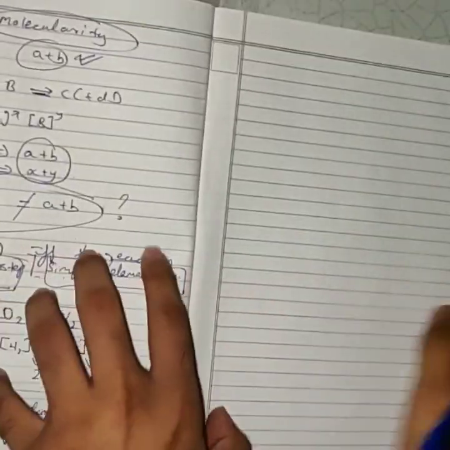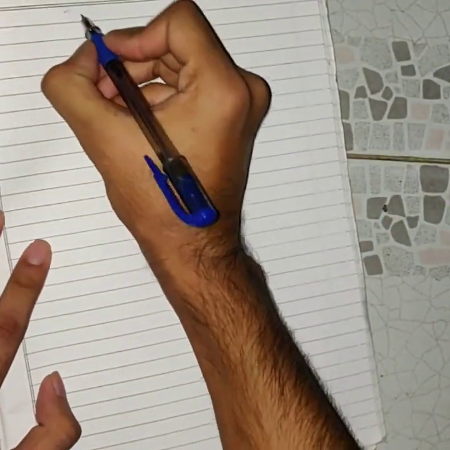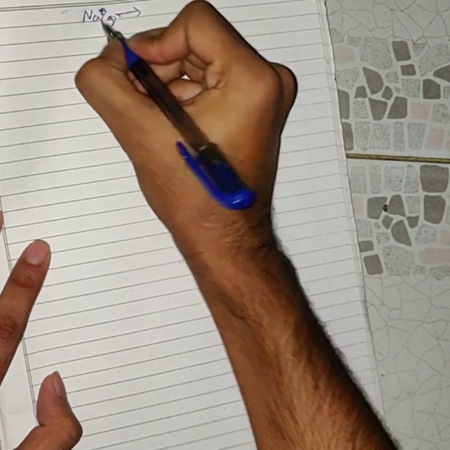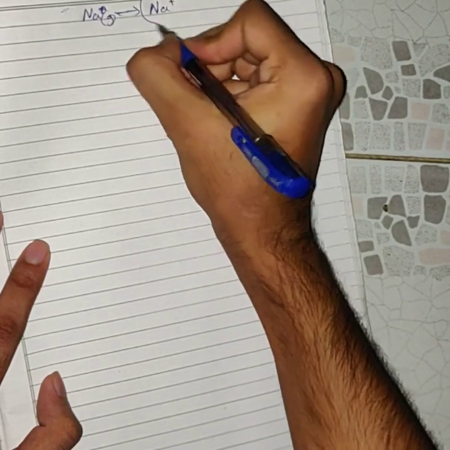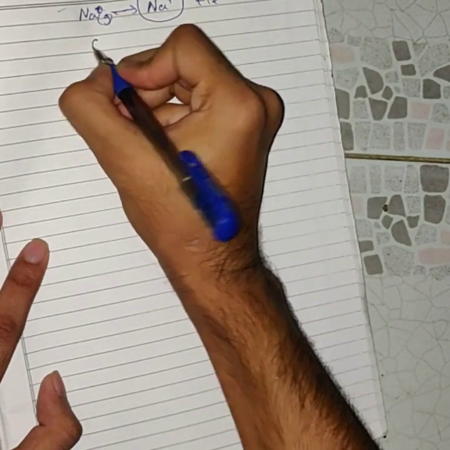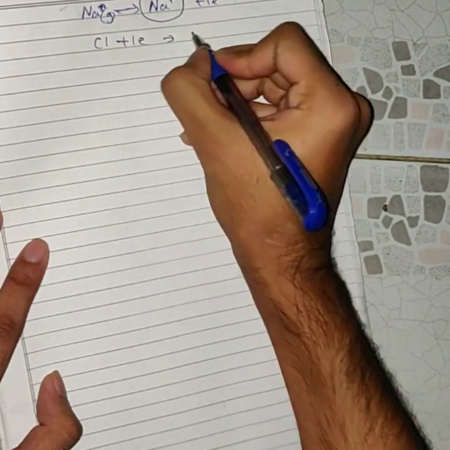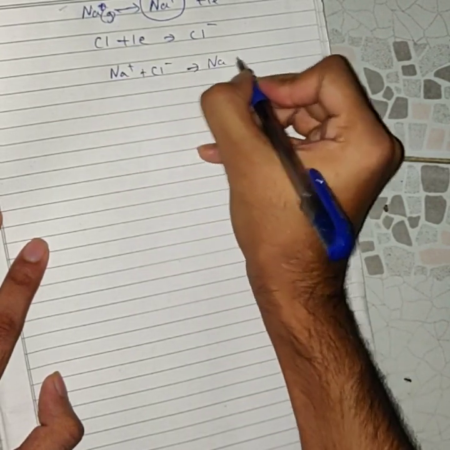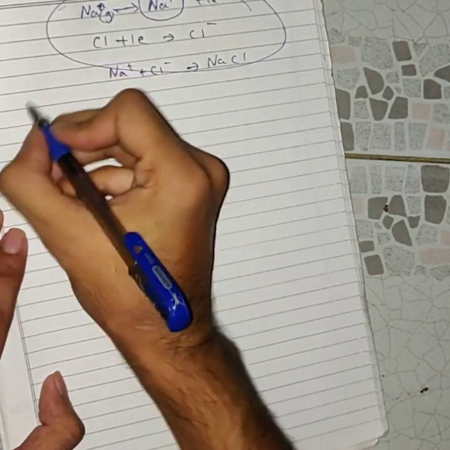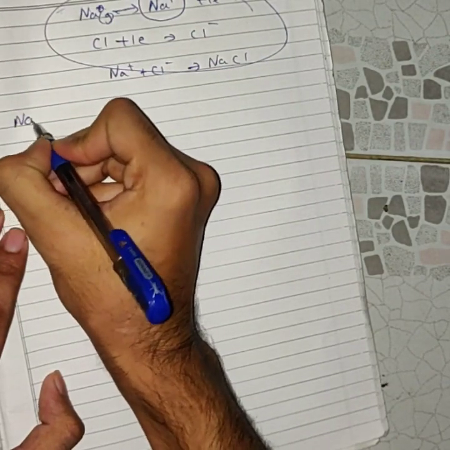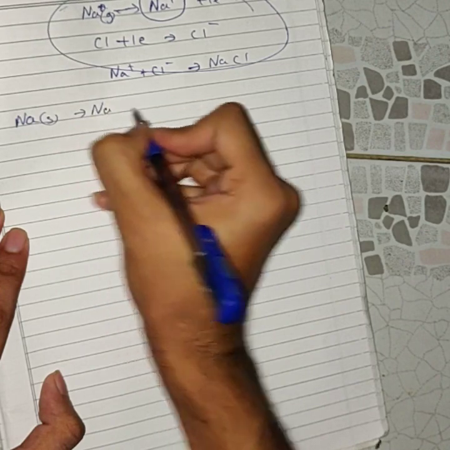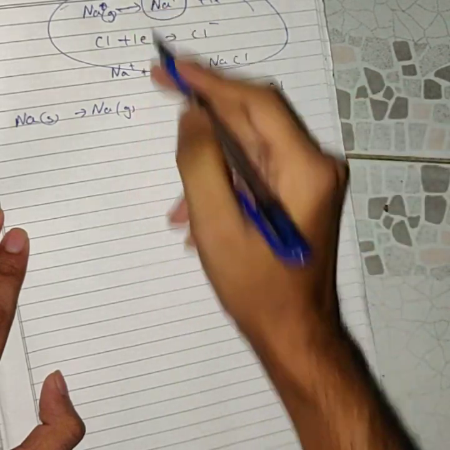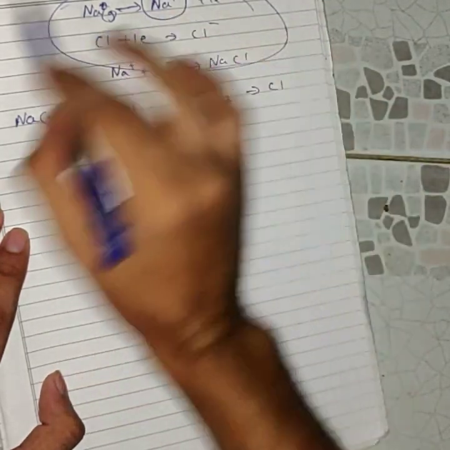Next step, the gaseous sodium atom gives 1 electron, so that becomes Na plus. Cl, after being generated, takes 1 electron to give you Cl minus, and then Na plus and Cl minus attract each other to give you NaCl. Along with this step there were 2 more steps, that is Na solid gets converted to Na gas and Cl2 gets converted into Cl. Now if you see, the reaction is happening in this number of steps.